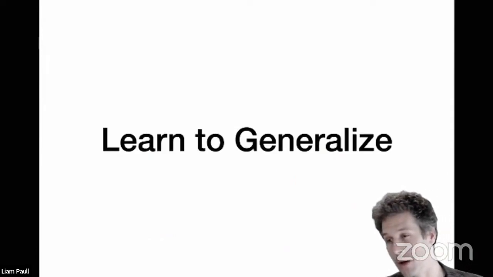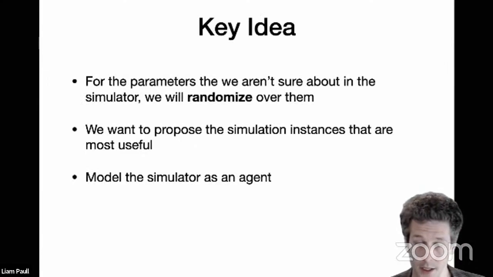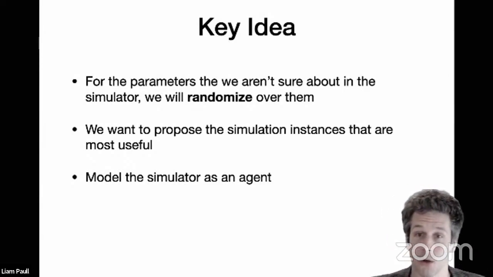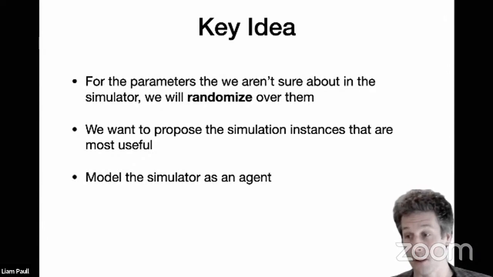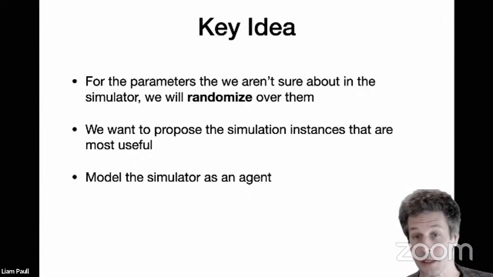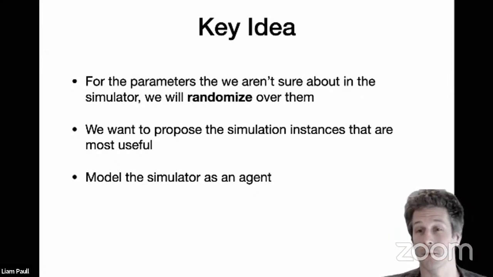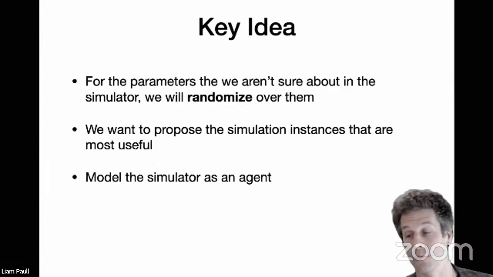Okay, so option two is that we don't want to actually learn the mapping from one domain to the other. We just want to learn completely in simulation, and then we want to end up being robust. So the underlying problem is that some of the parameters in the simulator are wrong, and for those parameters that we aren't sure about, we're just going to randomize over them. This is not a particularly new idea, but what we want is for the simulator to propose simulation instances that are the most useful, that are going to encourage the best generalization.